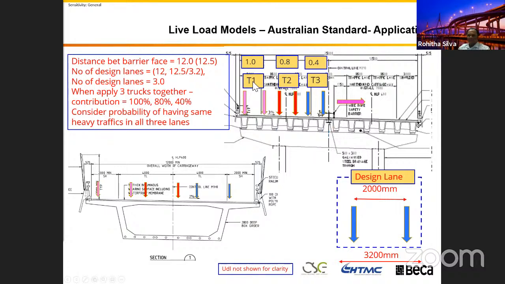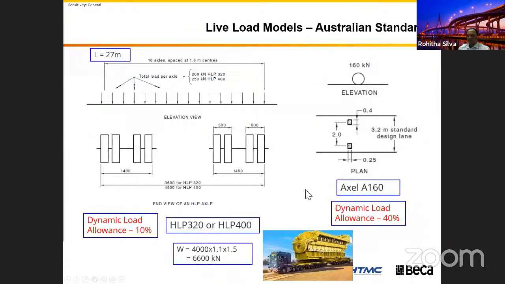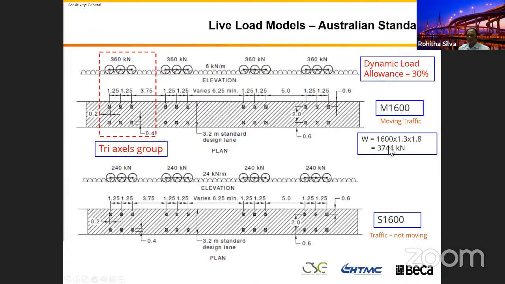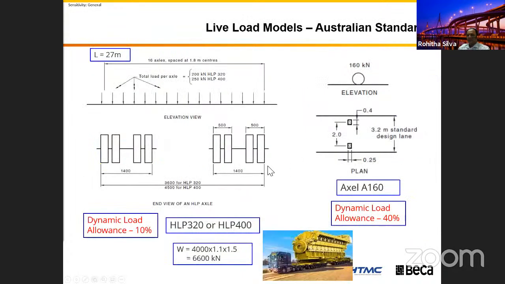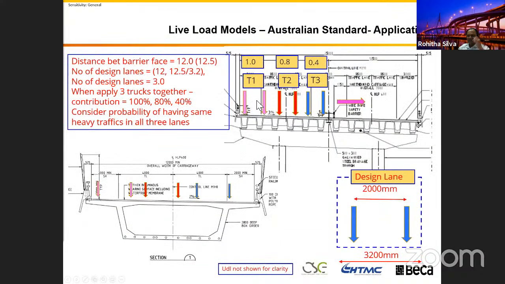So then when I put this T1, we go to this M1600 T1 loading, it's really heavy, right? Then this is my M1600 load on the first lane. Then another M1600 loading in my second lane, another M1600 loading on the third lane. But I put numbers in here of 1, 0.8 and 0.4. Why? The reason is, as we mentioned, all this model and everything is based on the probabilistic approach.